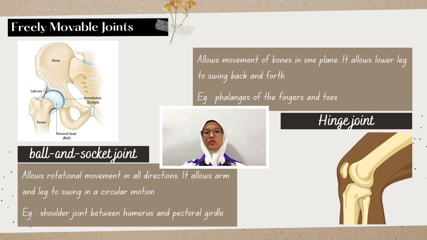There are two types of freely movable joints that I will explain. First, ball and socket joint. Second, hinge joint. Ball and socket joint allows rotational movement in all directions. It allows arm and leg to swing in a circular motion. For example, shoulder joint between humerus and pectoral girdle. Second, hinge joint. It allows movement of bones in one plane. It allows lower leg to swing back and forth. For example, phalanges of the fingers and toes.